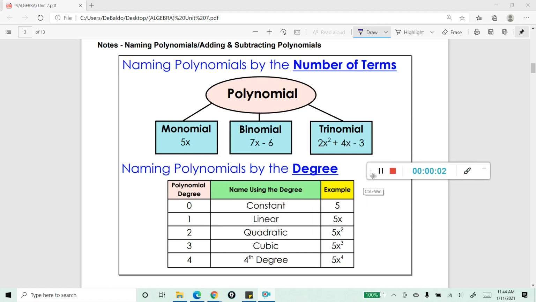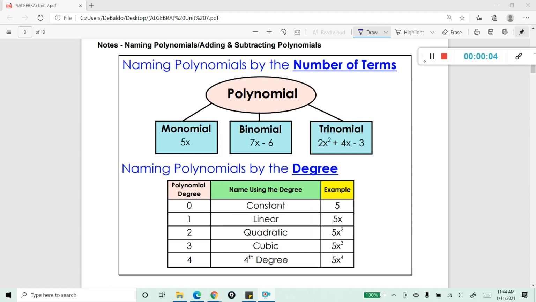In this lesson, we're going to be talking about naming polynomials, and then we'll take those polynomials and start adding and subtracting them together. Let's first go ahead and start talking about how to give a polynomial a name. A polynomial is basically an expression. You have many different types of polynomials, and you can see I have three very specific examples here in blue.